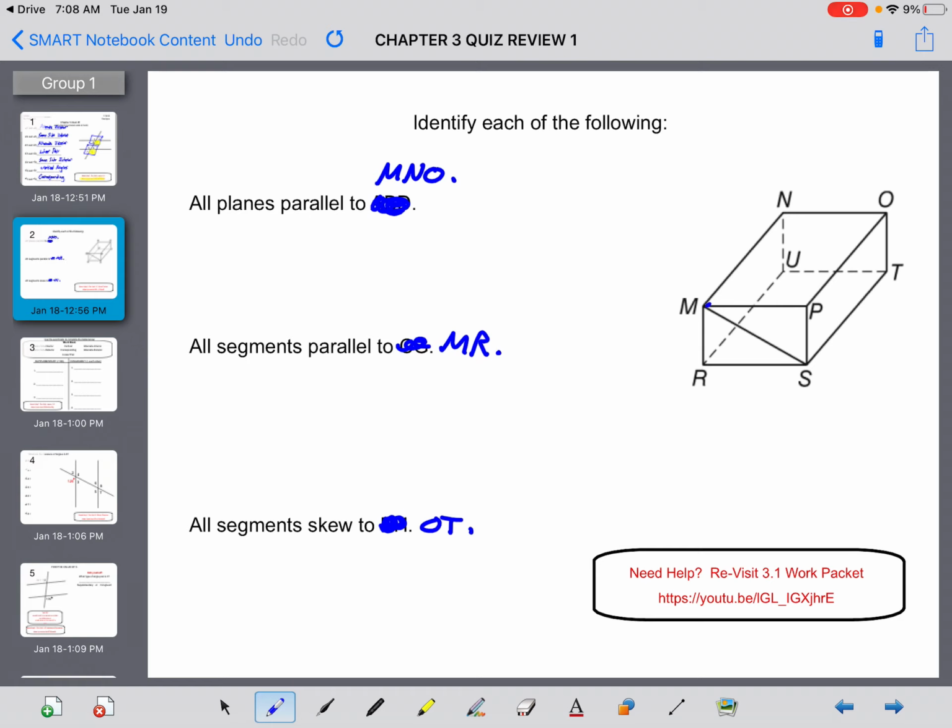All planes parallel to M and O. So M and O is your top plane, which means that your bottom plane is the one parallel to it. So we can call it RUT, TSR, URS, anything you want to call it. I'll call it plane RUT. All segments that are parallel to MR. Well, MR is right here. So all the segments parallel would be NU, OT, and PS.